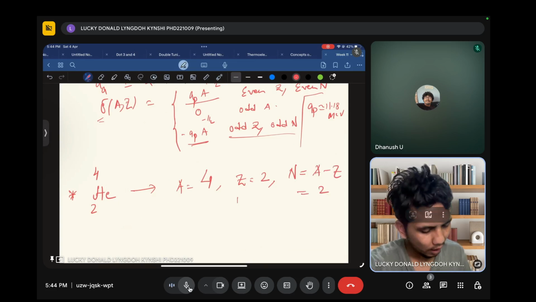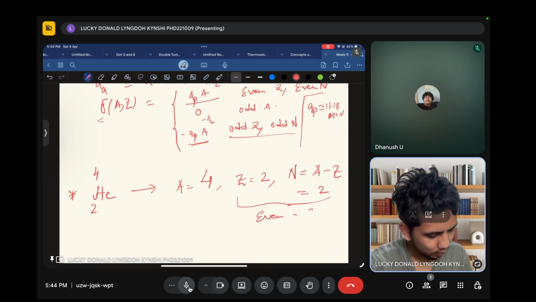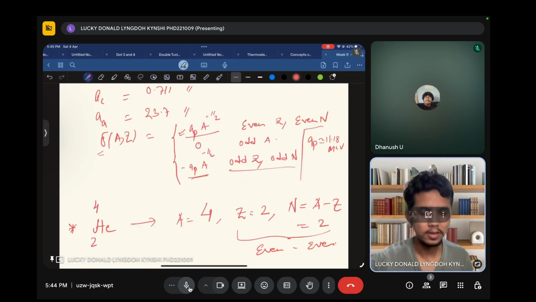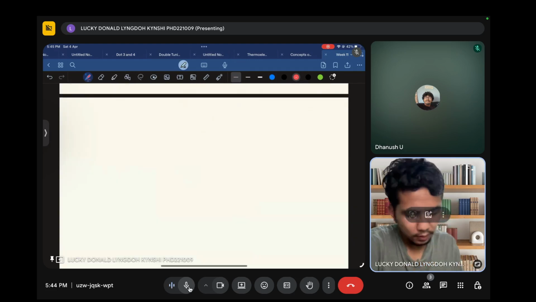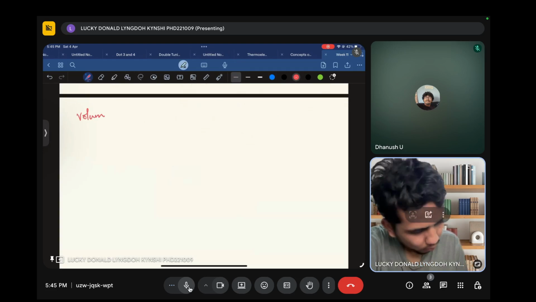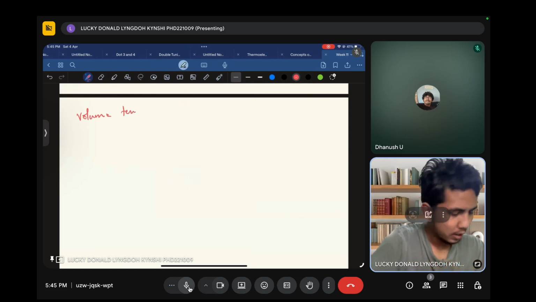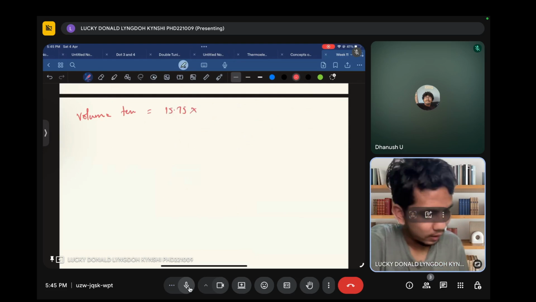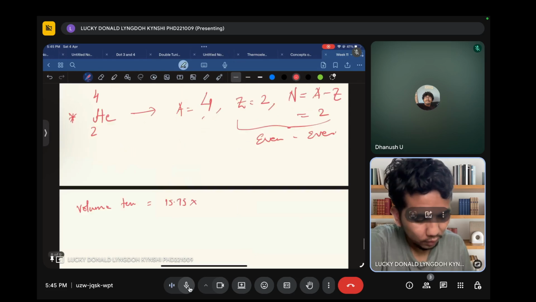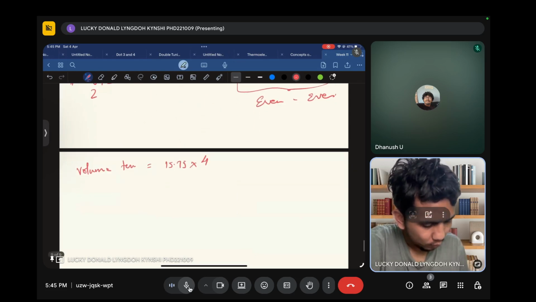So if you look at it, you have an even number of protons and an even number of neutrons, and for that you have to use this equation for the parity, AP times A to the power minus half, with AP also provided to you. Now let's see the volume term first. The volume term will be equal to AV times A, right? 15.75 into A. A is already given to you, 4, which is equal to 63.0 MeV.